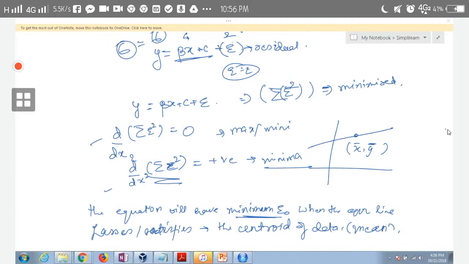Dipankar has added in his name Dipankar Gyan. Good. Very good, Dipankar.